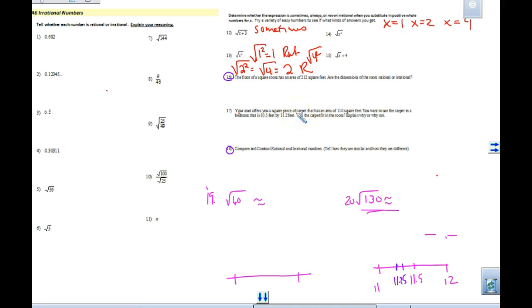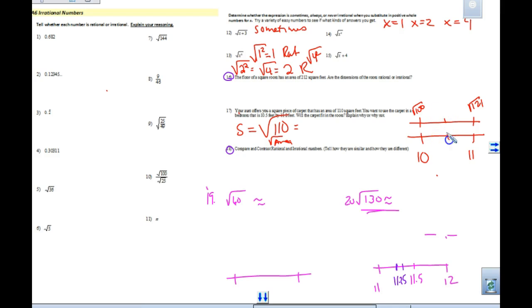Number 17. So number 17 says your aunt offers you a square piece of rug and the area is 110 square feet. You want to use carpet in your room and your room is 10.5 by 11.2. So the question is, what is the square root of 110? The side length is going to be the square root of our area, right? So the square root of our area was 110. And it says, will it fit? So this is where, like down below, we did our number lines. And we go, oh, 110? That's between the square root of 100 and the square root of 121, right? The square root of 100 is 10. The square root of 121 is 11.